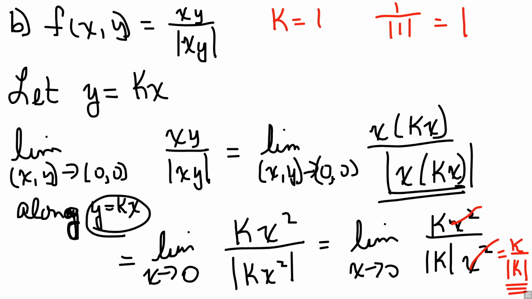Okay. Now I'm going to choose a different path and see if I get the same limit. So suppose that k is equal to negative 1. So I'm going to have negative 1 over the absolute value of negative 1. And that's going to give me a value of what? Negative 1. So I've shown that I chose 2 different paths and I get 2 different limits. Okay. Any questions?